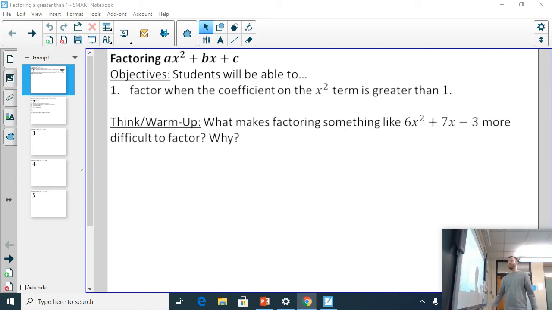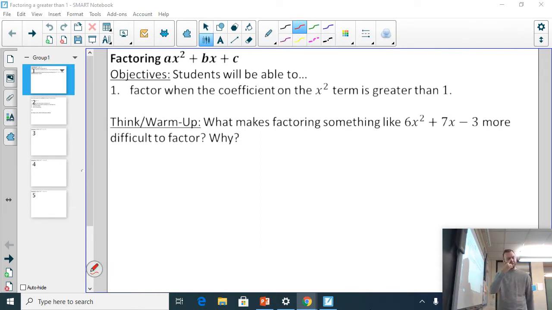Hey guys, welcome back to our last part of factoring, and we're going to look at factoring when we have something in front of the x squared, a coefficient that's not 1. So for our think slash warm up, what makes factoring something like 6x squared plus 7x minus 3 more difficult to factor and why?